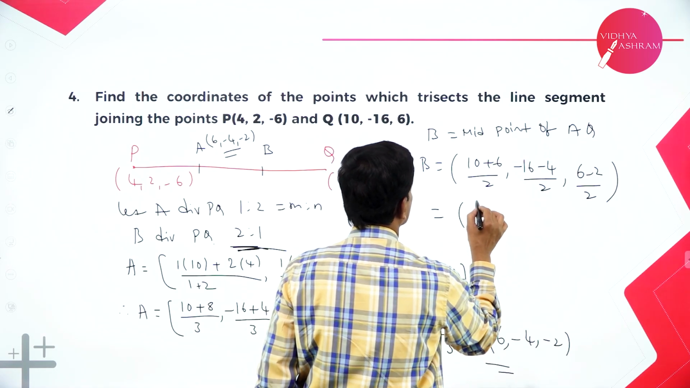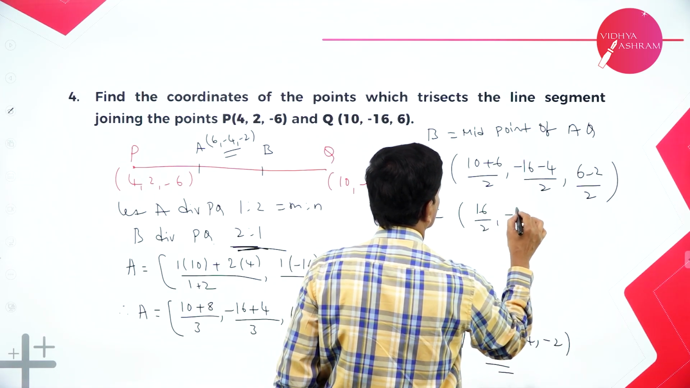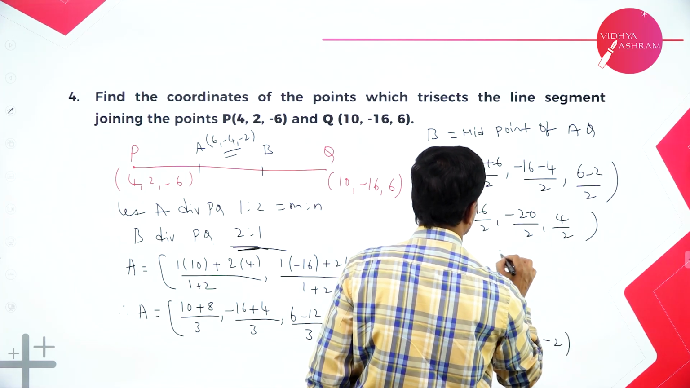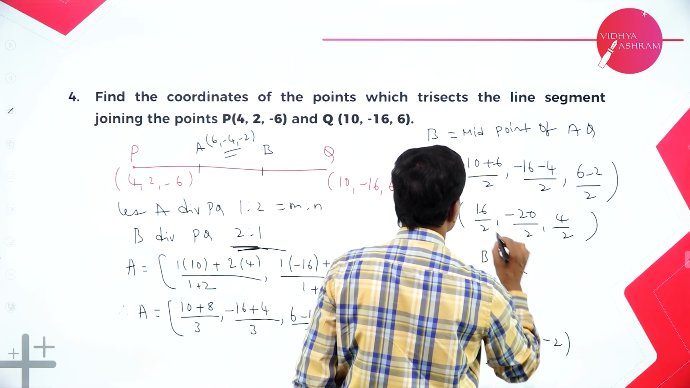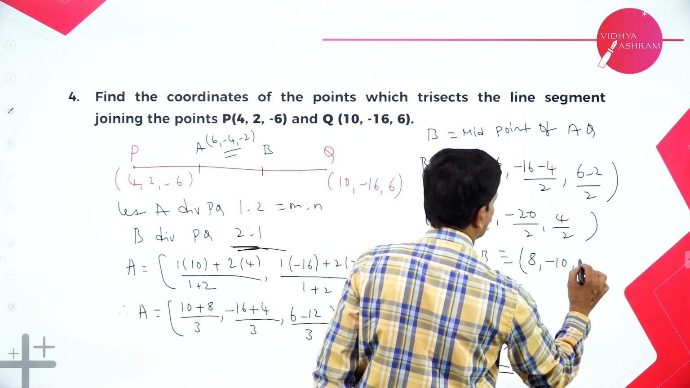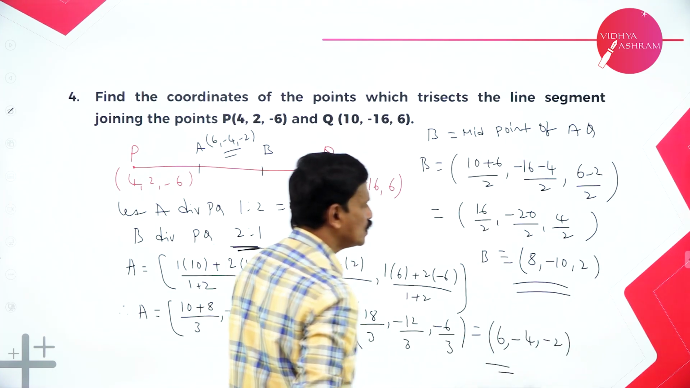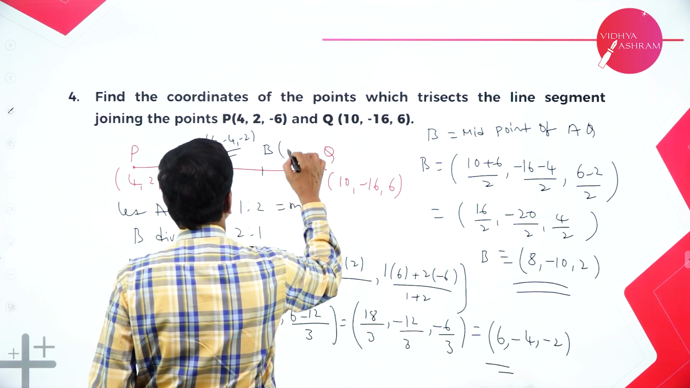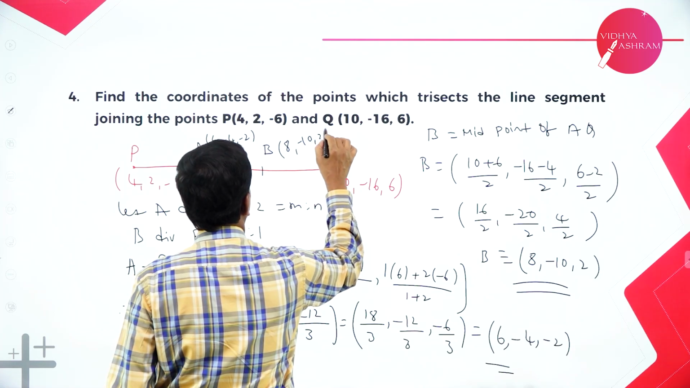So that is equal to 16 by 2 minus 20 by 2 and 4 divided by 2. That is, B is equal to 16 by 2 is 8, minus 20 by 2 is minus 10, 4 by 2 is equal to 2. So (8, minus 10, 2) is the other point. That's it.